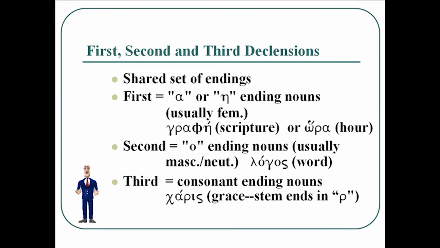So we have first declension nouns, eta, alpha, which are usually feminine. Second declension nouns, which end in an omicron, masculine or neuter usually. And third declension nouns, which end in a consonant, and those will be masculine, feminine, or neuter. And these three sets of endings will be found at the end of Greek nouns.